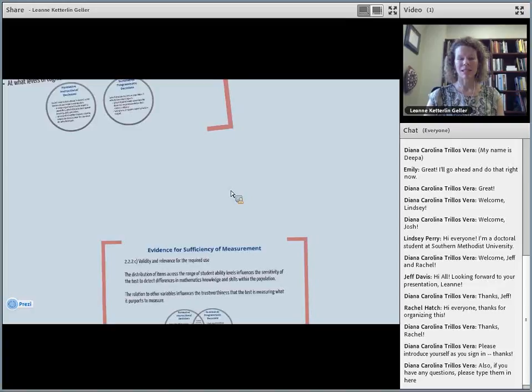The evidence for the validity of either of these uses that we're going to be collecting and evaluating really depends on the uses, and whether you're going to use an assessment system formatively or summatively. As Deepa mentioned, we'll be sharing evidence from the early grade mathematics assessment system, and as we look through these different assessment systems.